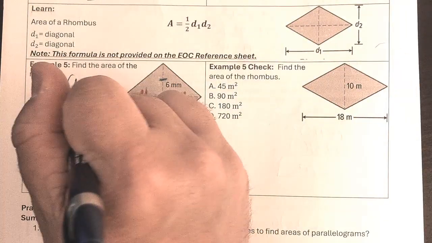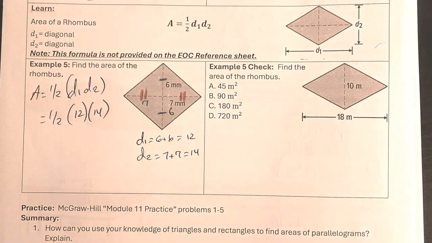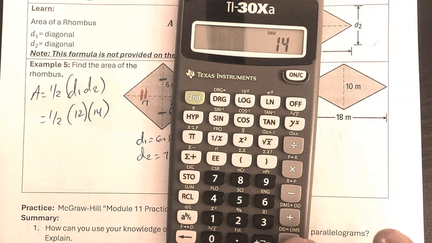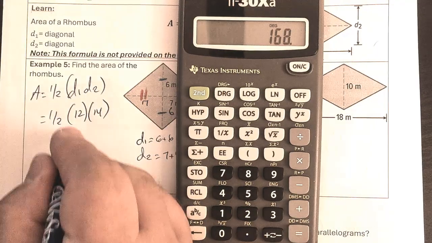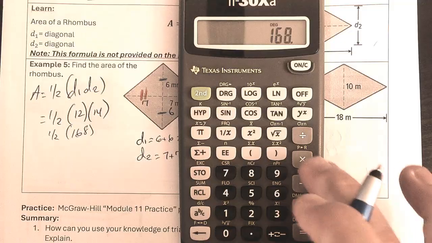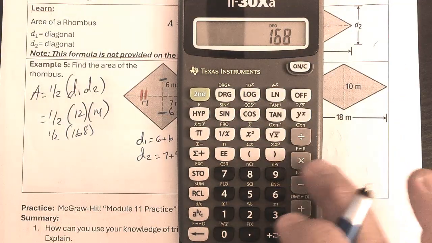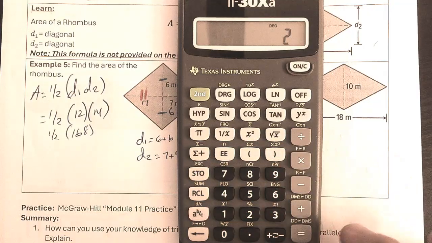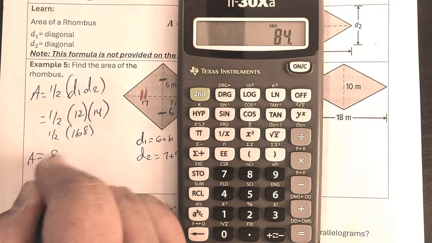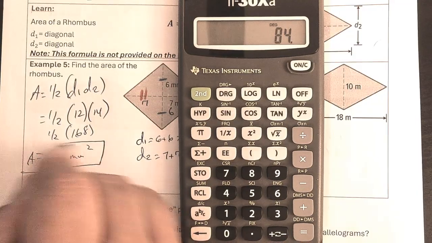So this is 12 times 14. Trusty calculator. 12 times 14. All right, so 168 over here. And it's multiplied by 1/2, which is 84, or divided by 2, because that's half also, is 84. So the area for this guy is 84 millimeters squared.